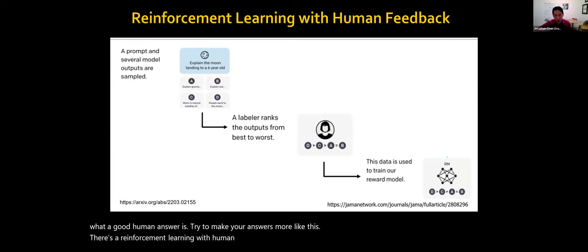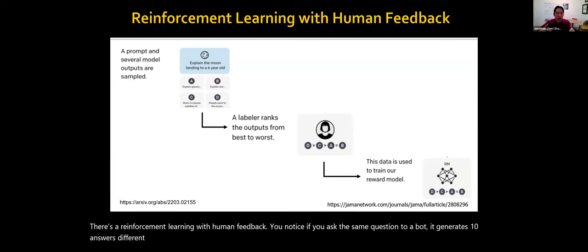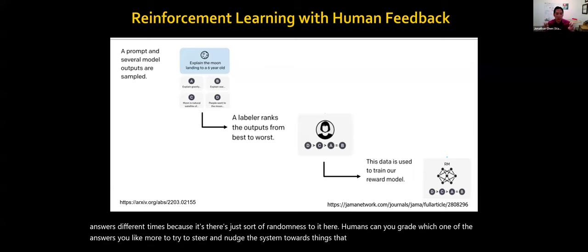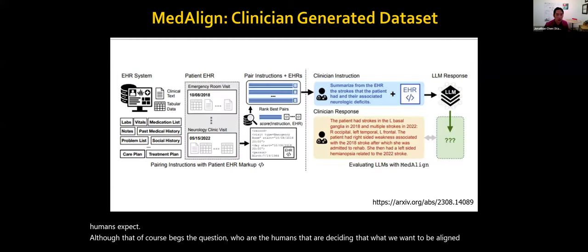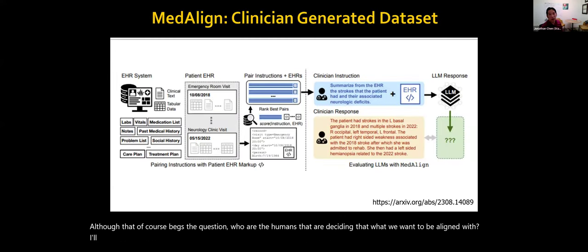You notice if you ask the same question to a bot, it generates 10 different answers at different times because there's a sort of randomness to it. Here, humans, can you grade which one of the answers you like more, to try to steer and nudge the system towards things that are, quote-unquote, better aligned with what humans expect? Although that, of course, begs the question: who are the humans that are deciding what we want to be aligned with? I'll just point to some of the work that's happening right now, right here at Stanford.